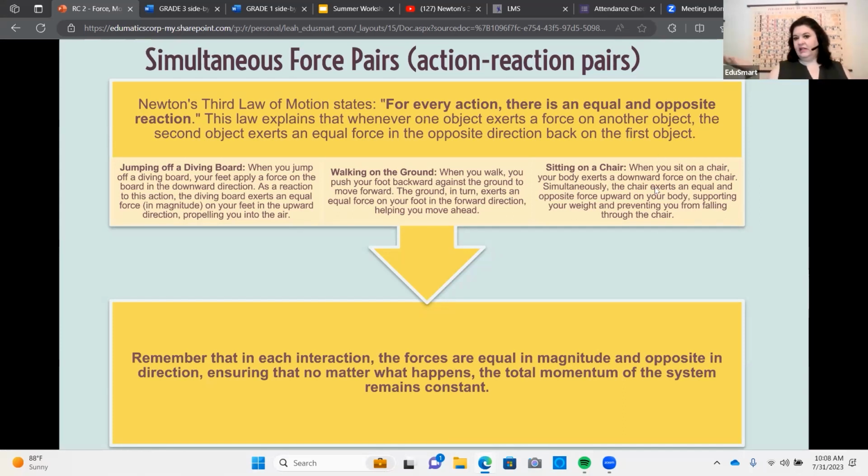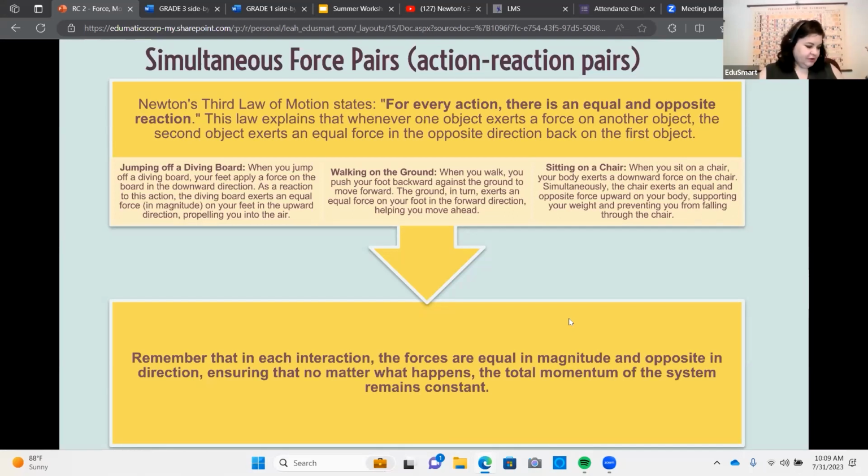Sitting on a chair. I like this example because there's no real motion involved, but the forces are still acting on you. So when you're just sitting, your body is pushing down on the chair. The force of gravity is pulling down on the chair, and the opposite force, that normal force, is pushing up, supporting your body and supporting the chair. So those are 3 great examples to help you in your own understanding.